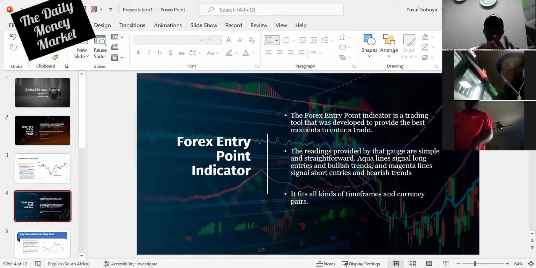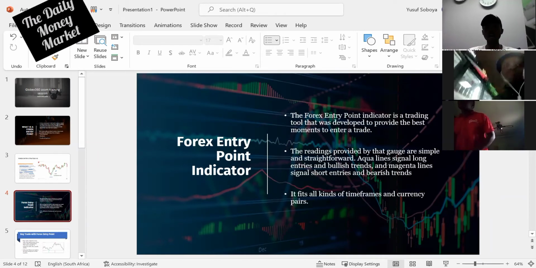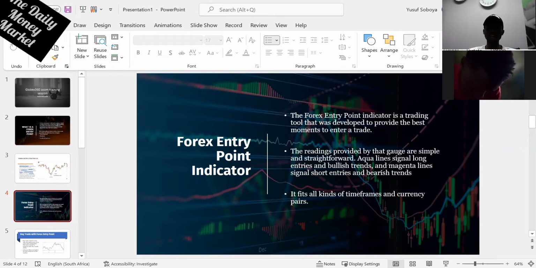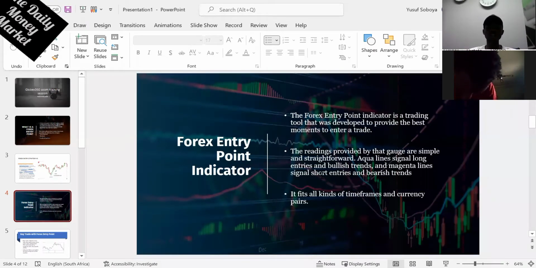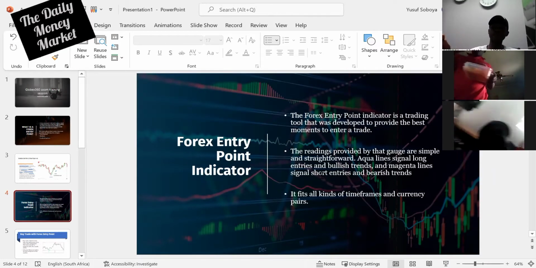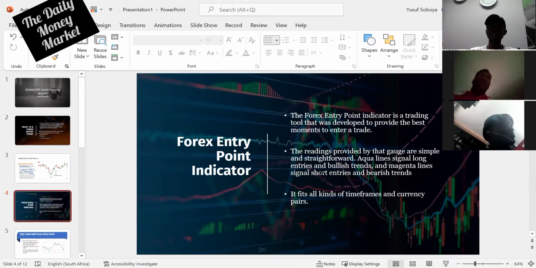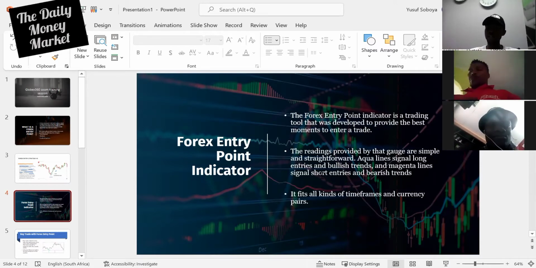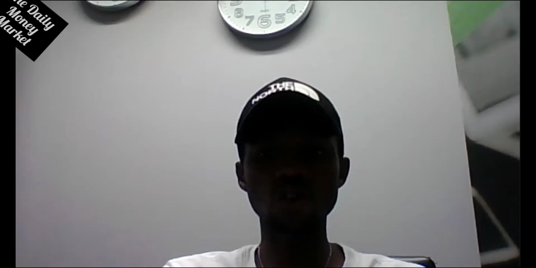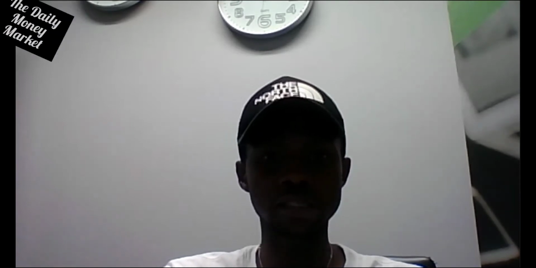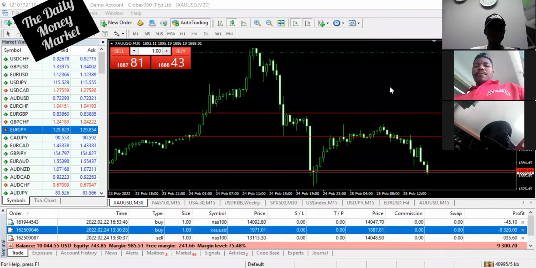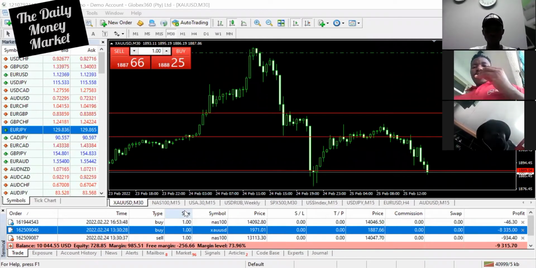So one of the indicators that you can use in this type of thing, for example, is the Fibonacci indicator. The Fibonacci indicator is one of the best indicators that can actually help you identify where you should enter your trade and where you shouldn't enter your trade. To those who don't know what Fibonacci is, let me just show you a little bit what Fibonacci is and how it works.